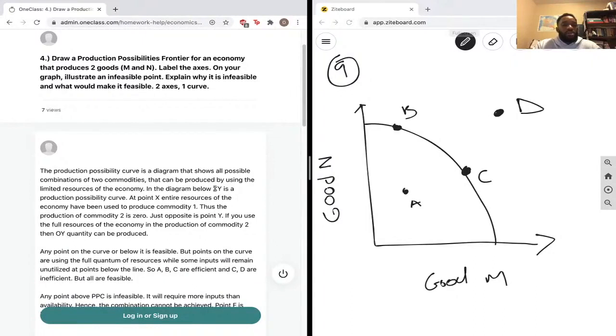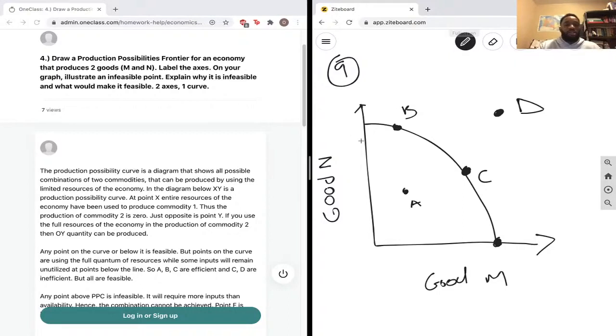At point X, entire resources of the economy have been used to produce a commodity, commodity 1, and thus the production of commodity 2 is 0. So if I were to show that on this graph, I'm assuming point X would be right over here. And at this point, yes, all the resources in the economy have been used to produce good M, and there's 0 production of good N at this point. Thus, the production of commodity 2 is 0.